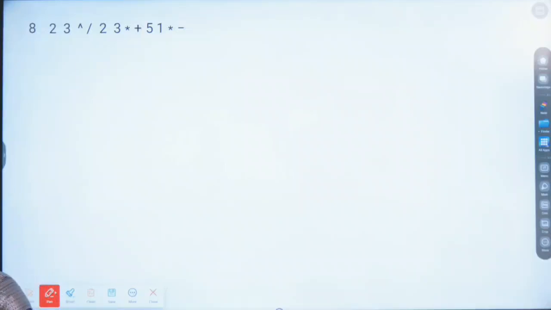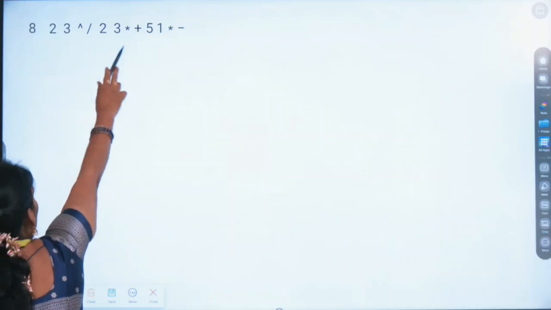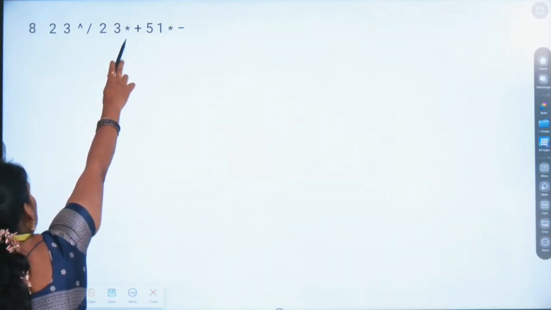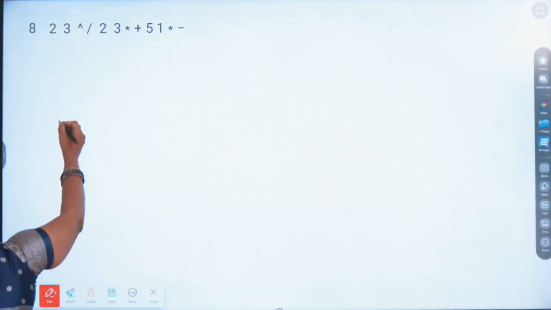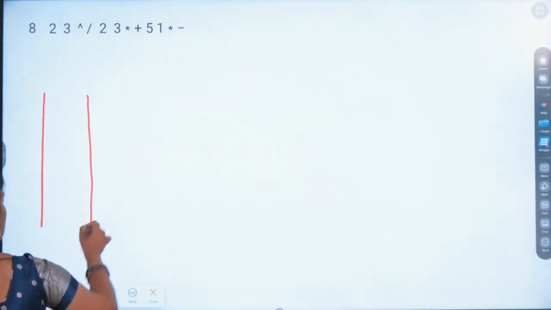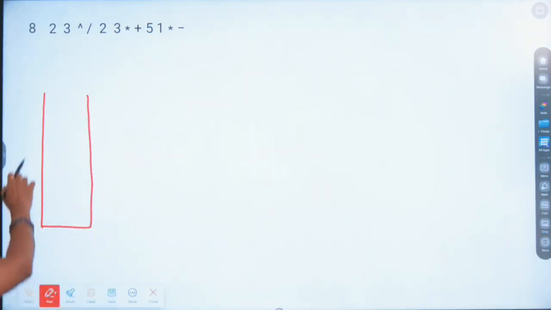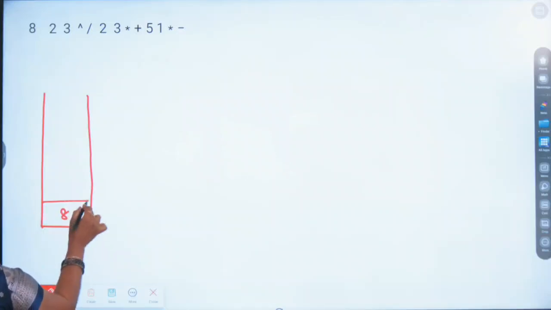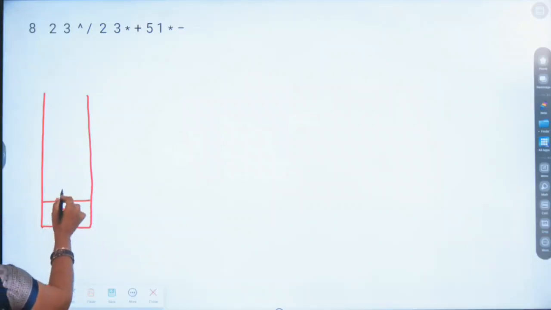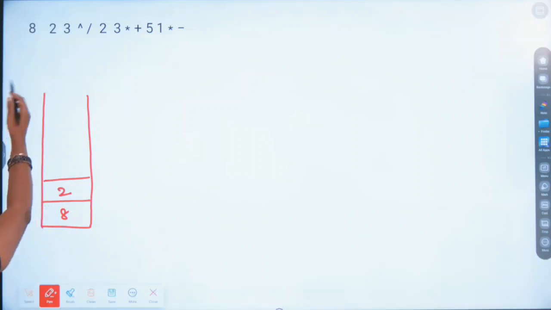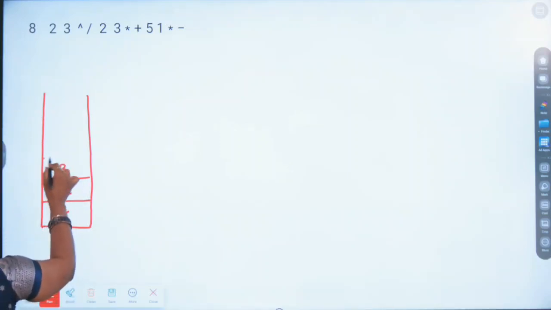Okay, so this is the question: 8, 2, 3, exponentiation operator, then slash, 2, 3, multiplication, plus, 5, 1, again multiplication, and minus. We need to find the top two elements when the first asterisk is evaluated. So first, scan the expression from left to right. Here the first symbol is an operand, so push it onto the stack. Again we have an operand, push it onto the stack. Next is also an operand, push it onto the stack.